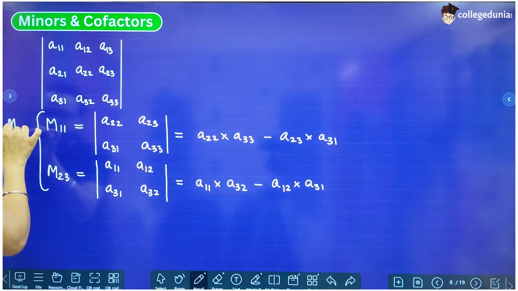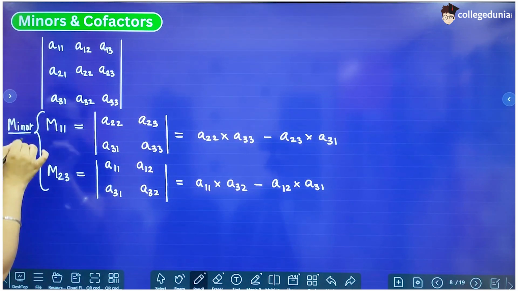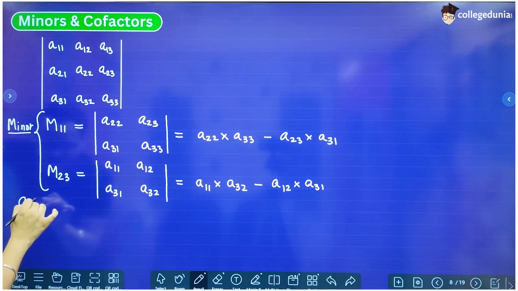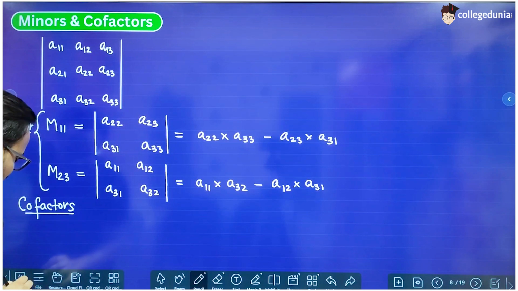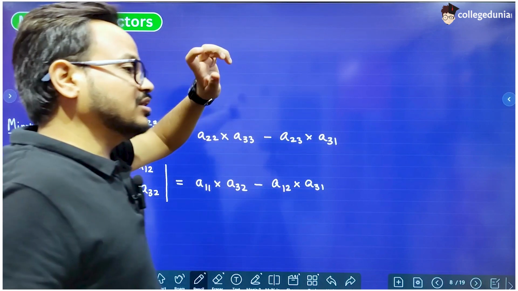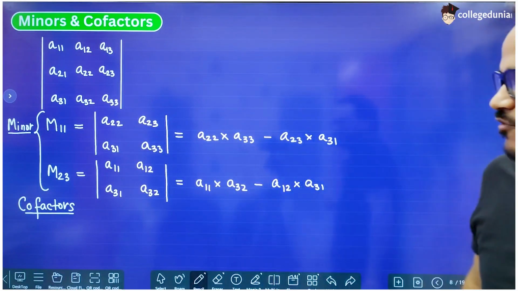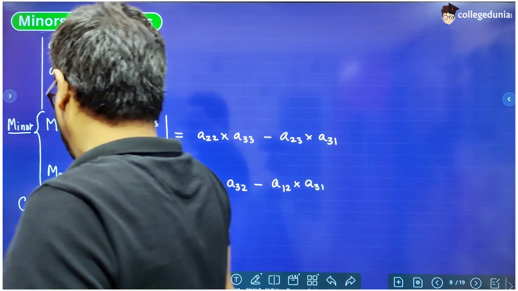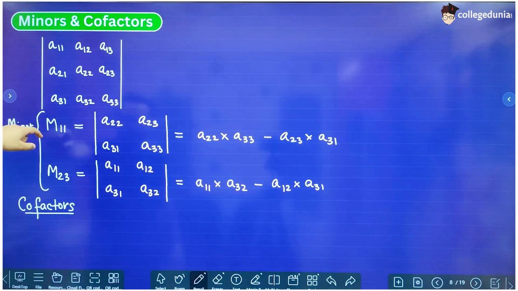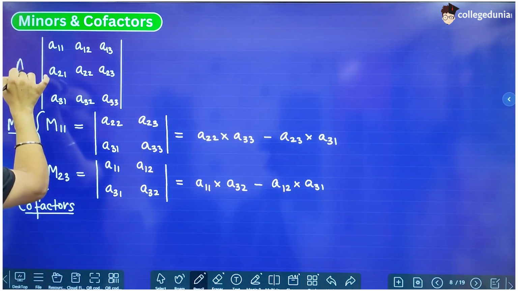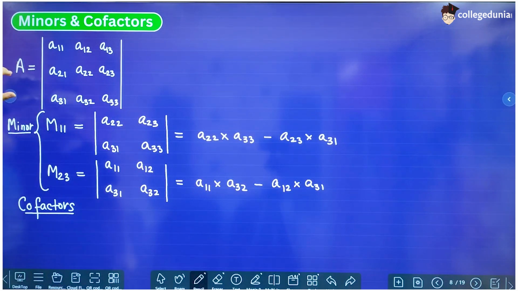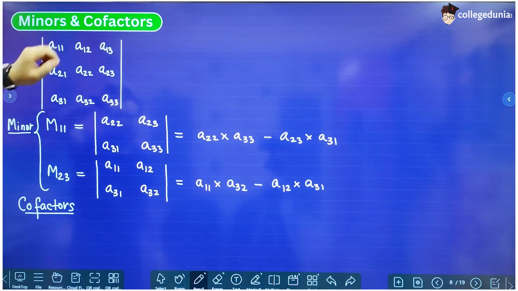So what are cofactors? Now let's discuss the cofactors. There is one small difference between the minor and the cofactor, and that is we will multiply minus 1 to the power of the sum of indices to find the cofactor of an element. For example, suppose you are representing this determinant with capital A. Then the elements are represented by small a. That is the notation of the matrix.